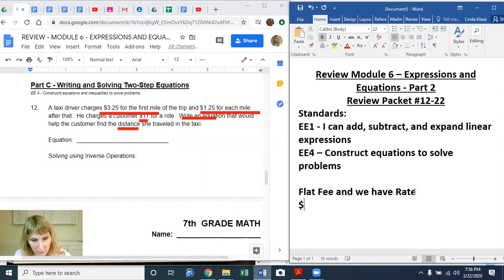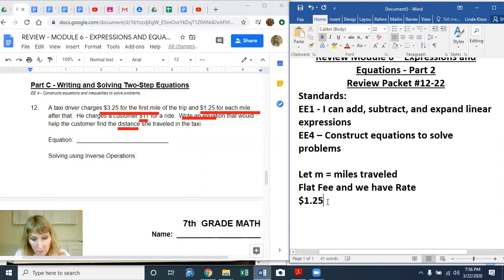So our rate is $1.25, and we need a variable to go with that. So I'm going to put this up here. Let M equal miles traveled. Always have to know what our variable stands for. So we're going to put $1.25 times the number of miles plus our flat fee for the first mile is going to be $3.25.